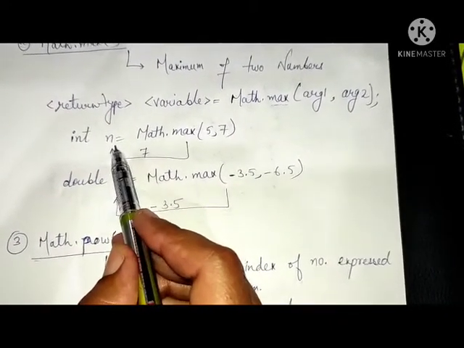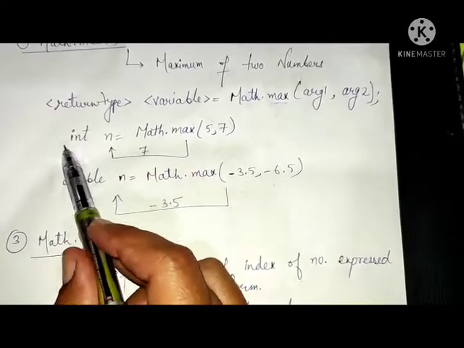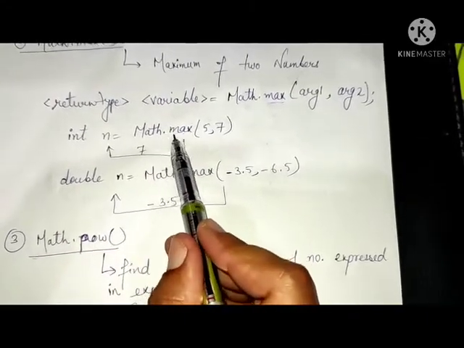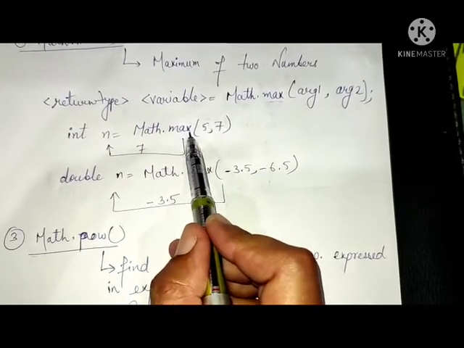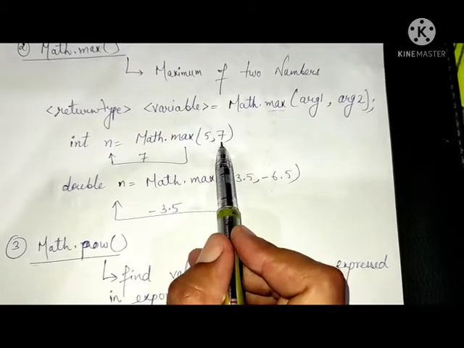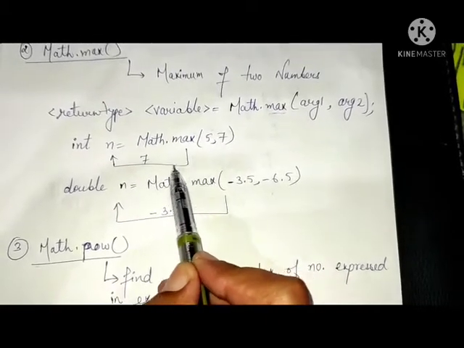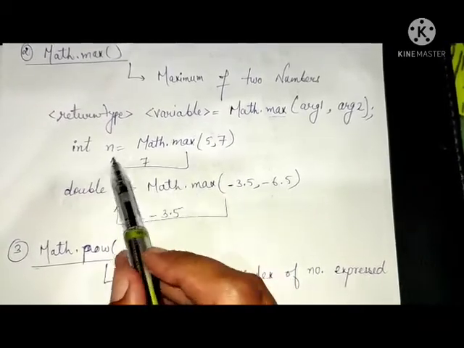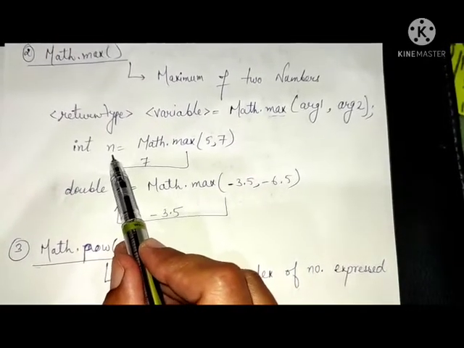The max returns the value that is of integer type, n is the variable, and math.max is the method that is used to find the maximum value. I am passing 5 or 7, then 7 is the maximum value that is returned by the max method to the n variable.